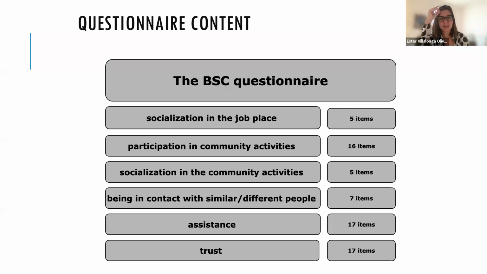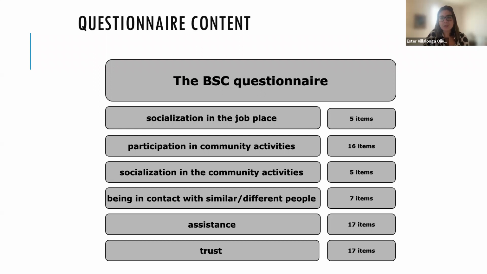The questionnaire is available in the papers that are at Social Science and Medicine Population Health. So you can check the questionnaire there. It's available as, I think, in the appendix of the paper.